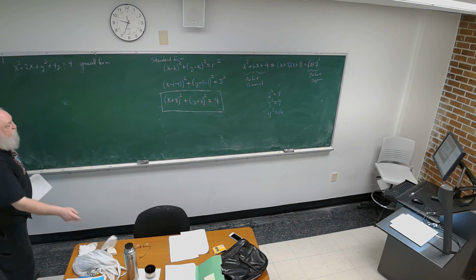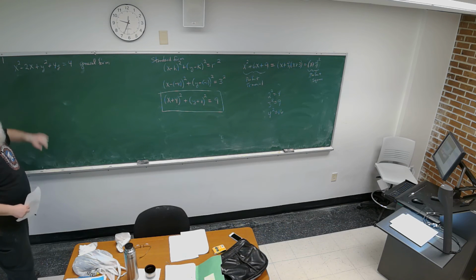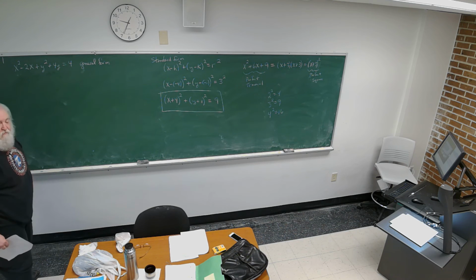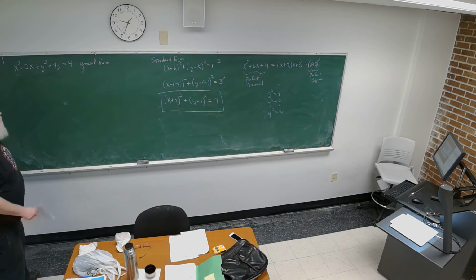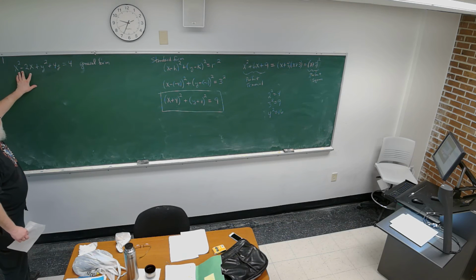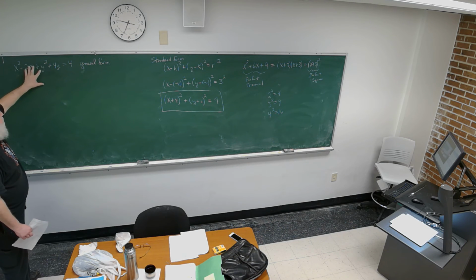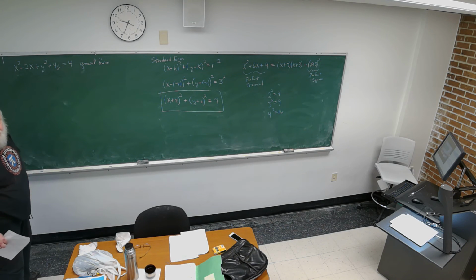And then rewrite those perfect trinomials as perfect squares to get the equation of this circle in standard form. All right, so first thing you have to do is make sure the x terms are together, the y terms are together, and any constants get moved over to the right-hand side.